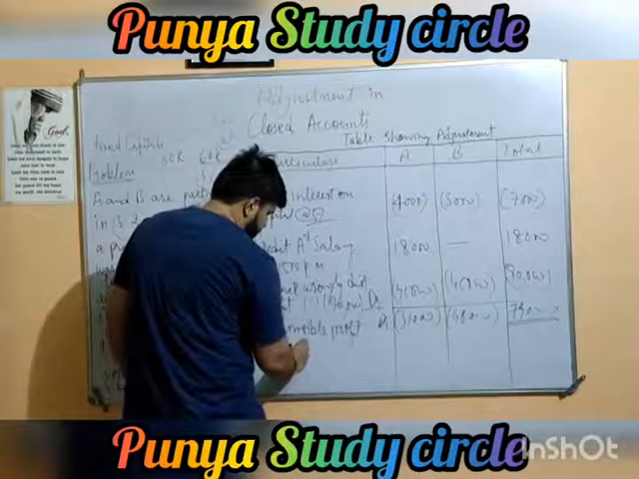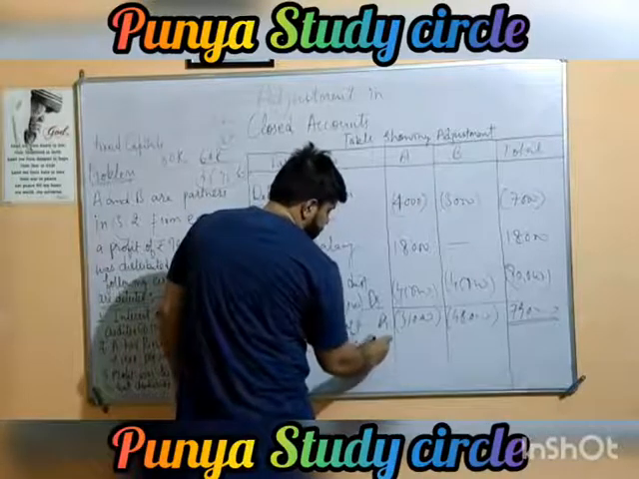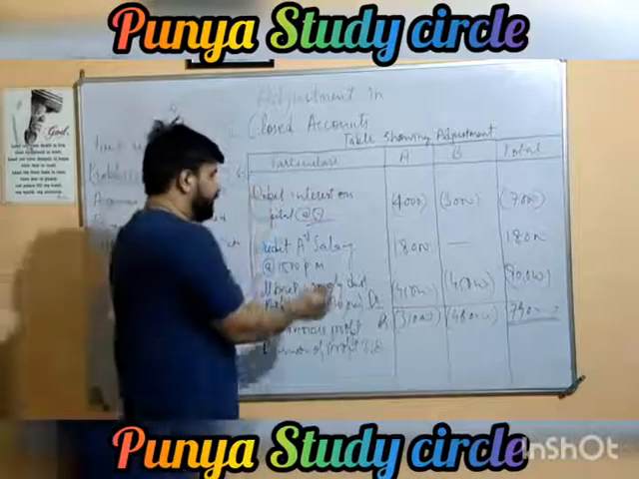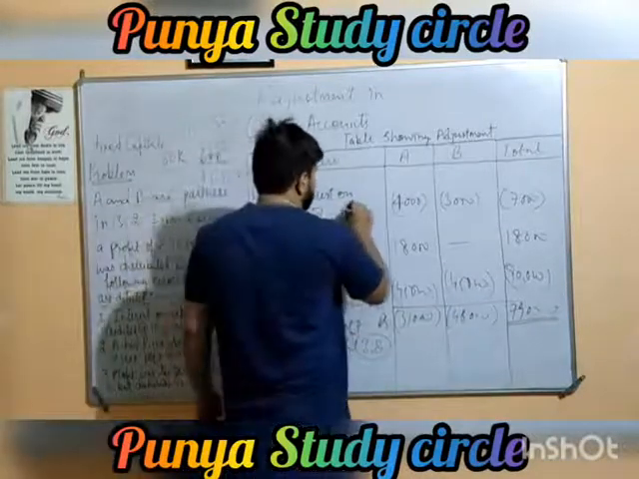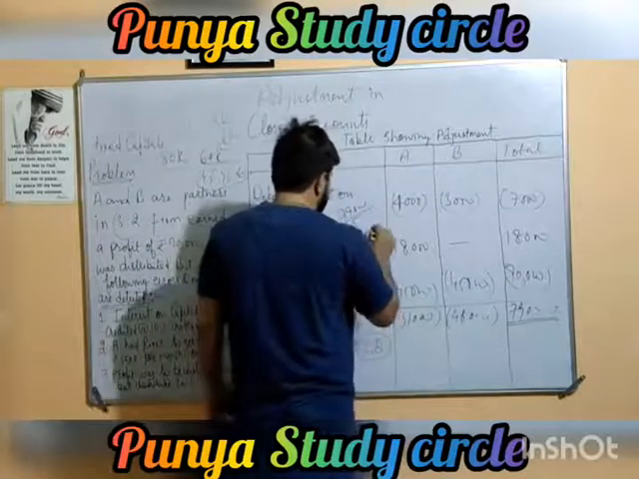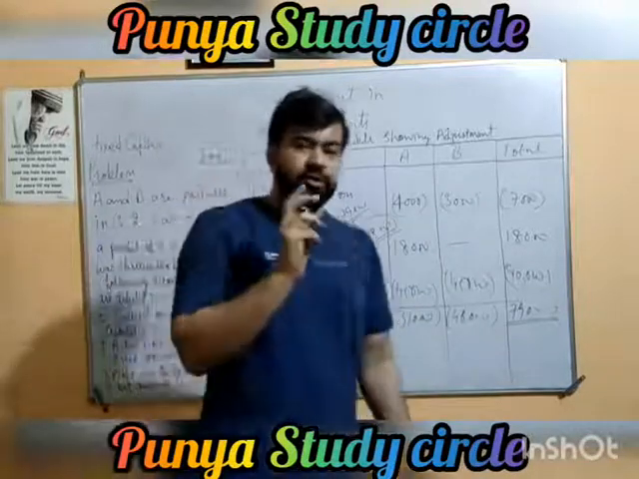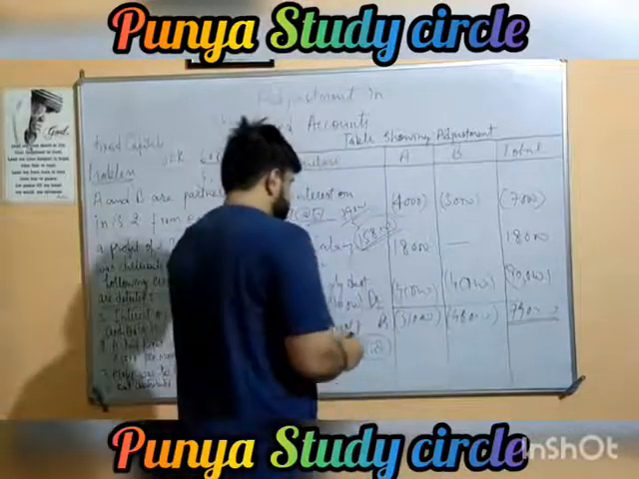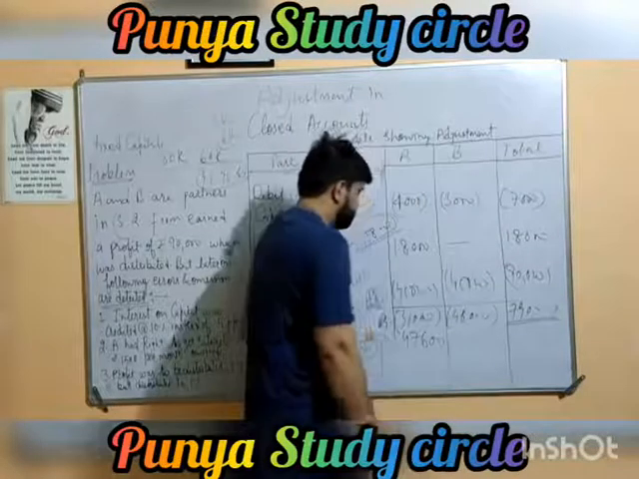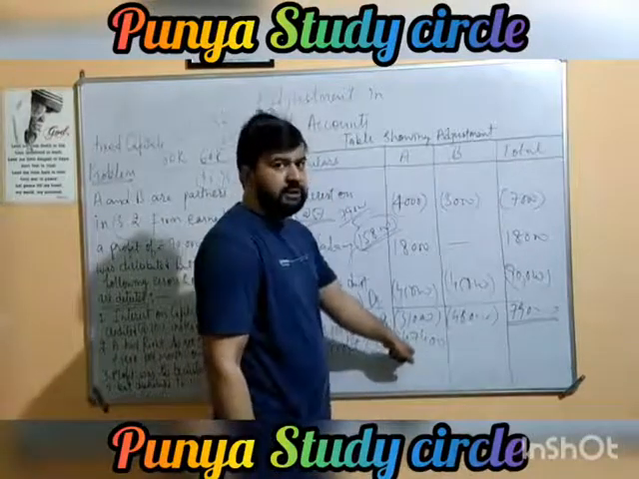Division of profit in ratio 3:2. This profit of 79,000 is to be divided among partners in their original ratio. So we need to divide it into 5 shares. Let me calculate 79,000 divided by 5. 15,800 is going to be the 1 share. We need to provide 3 shares to A. That means 47,400. This benefit is to be given actually to A.